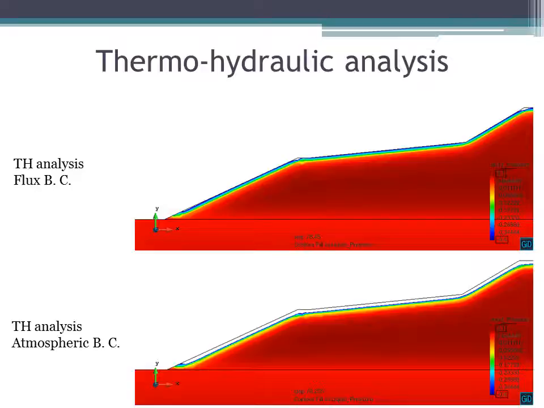The suctions estimated with atmospheric boundary conditions are higher than the previous ones. In fact, in the second picture, in the white portion of the embankment, the absolute liquid pressure is lower than 0.4 megapascal.